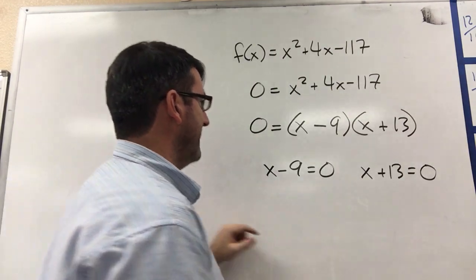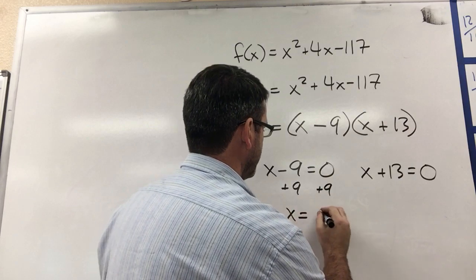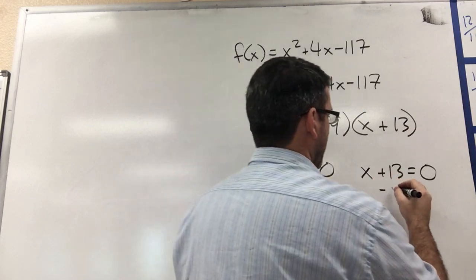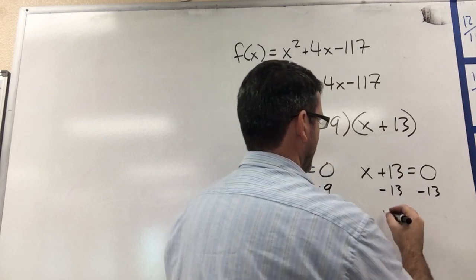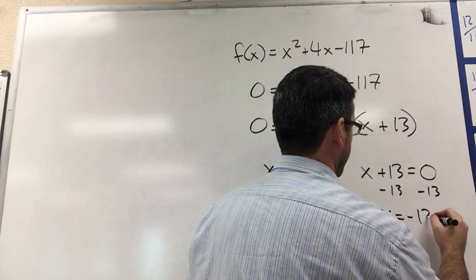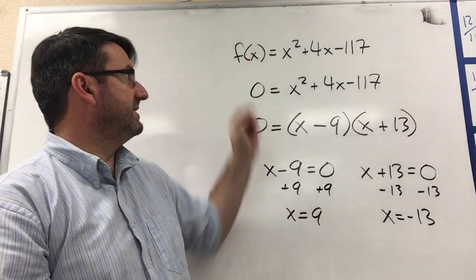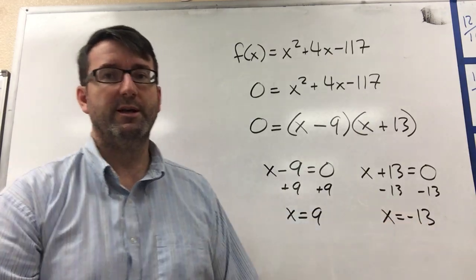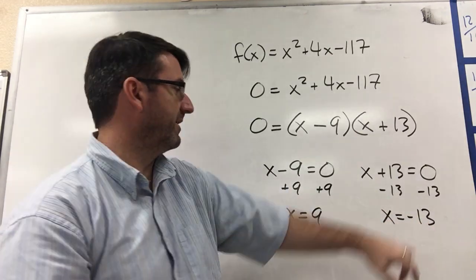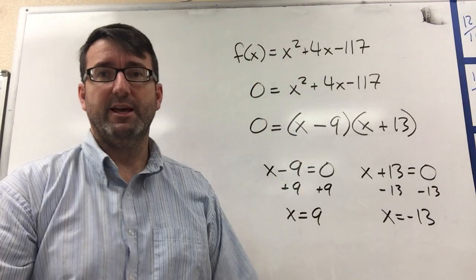So if x minus 9 is 0, then let's add 9 to both sides. We get x equals 9. And if x plus 13 is 0, subtract 13 from both sides, we get x equals negative 13. So our answer is that the zeros of this function are x equals 9 or negative 13. Either one of those, if we plugged it into this original equation, it's going to make it equal to 0.